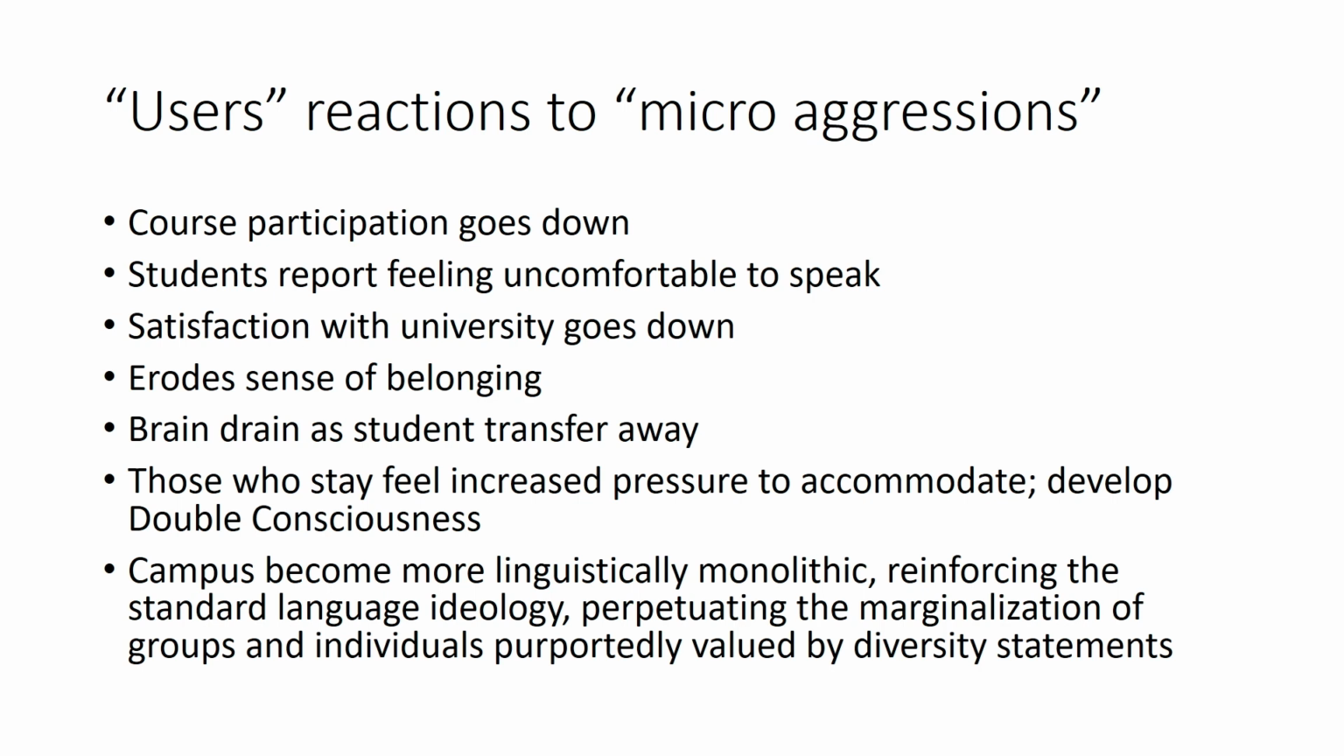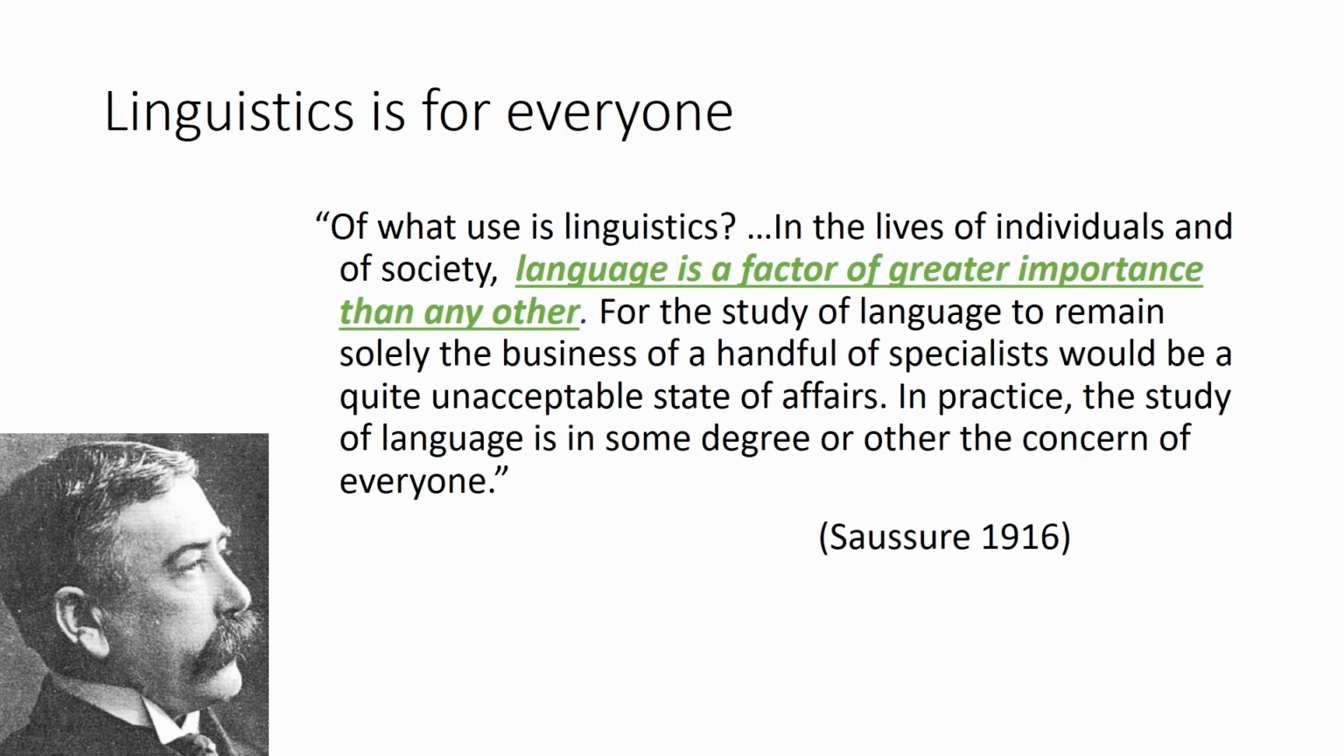Satisfaction with the university goes down. Eventually, they transfer away. We actually lose students because they don't find my university, NC State, to be linguistically welcoming to them. That's a problem, right? So what can be done here?